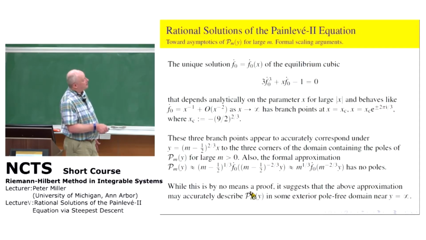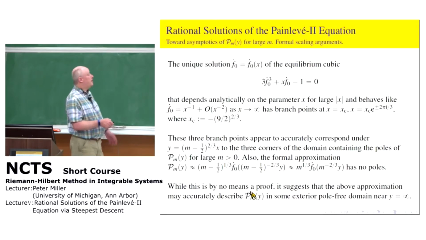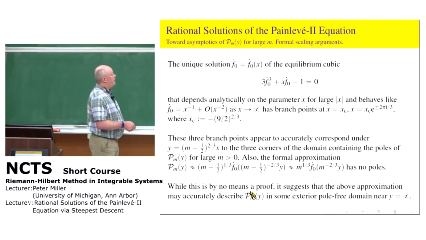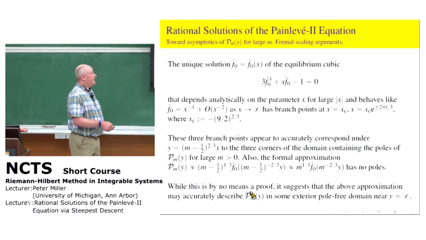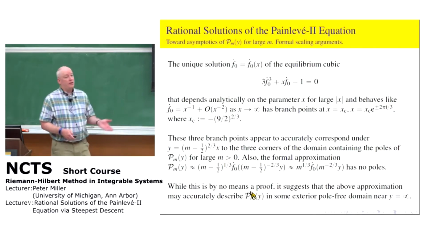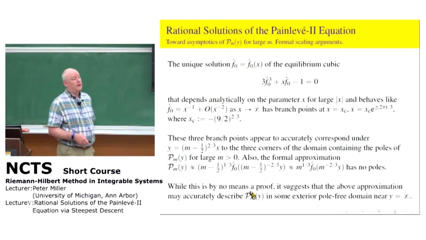This is something that's just given by the solution of this cubic equation. So anyway, while this is not in any way a proof, it certainly suggests that this kind of equilibrium approximation might accurately describe P sub m in some exterior pole-free domain close to y equals infinity. It's just a guess, but it seems quite reasonable and perhaps consistent at least, okay?